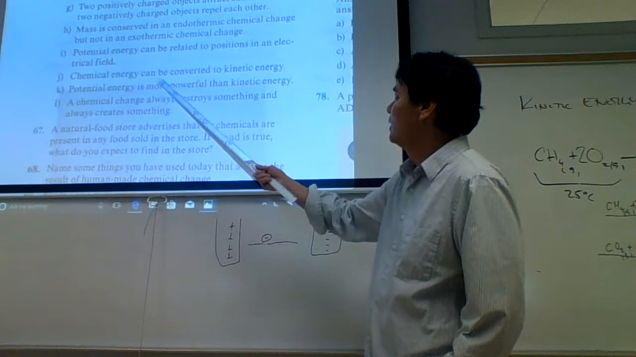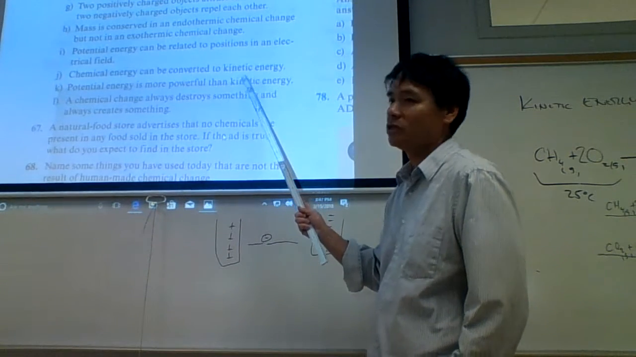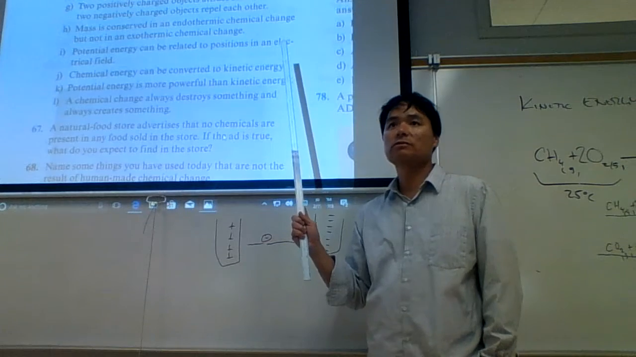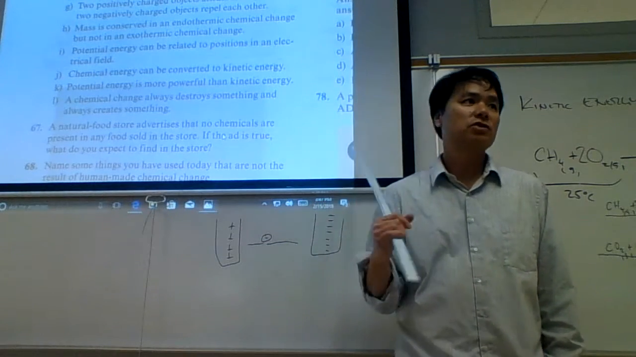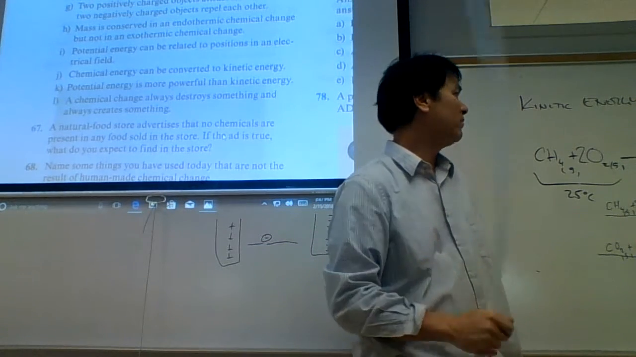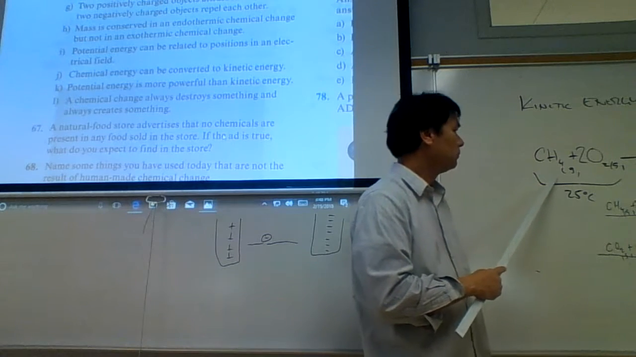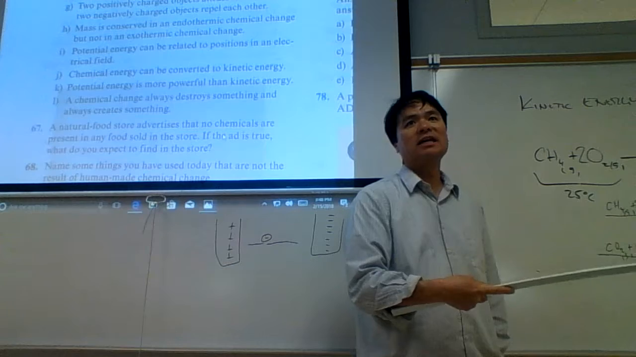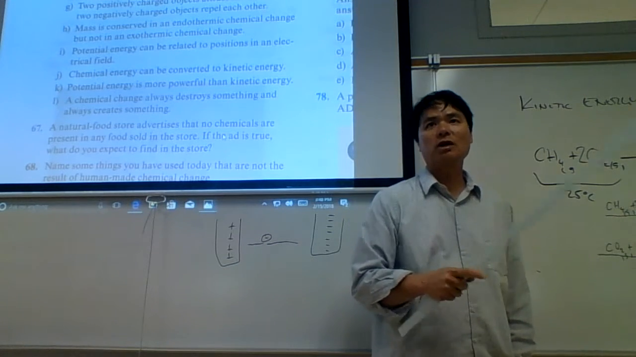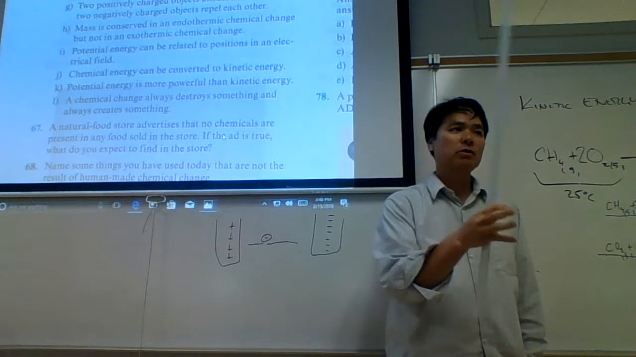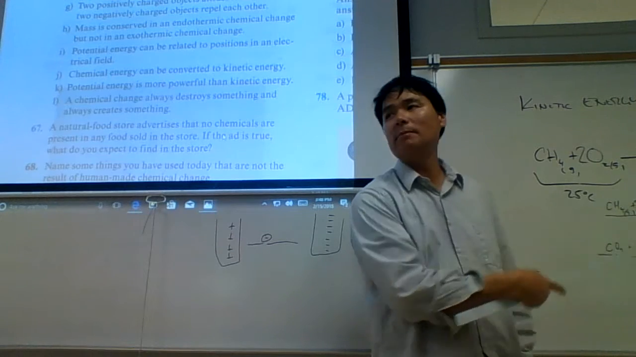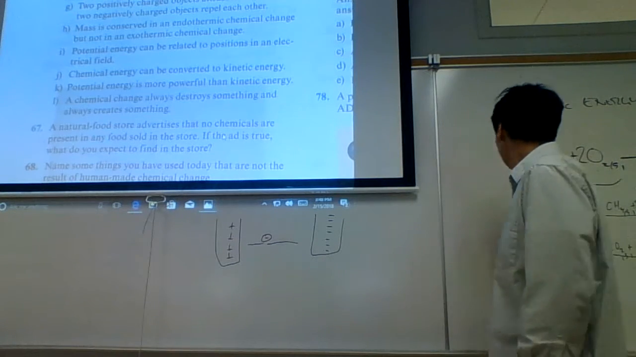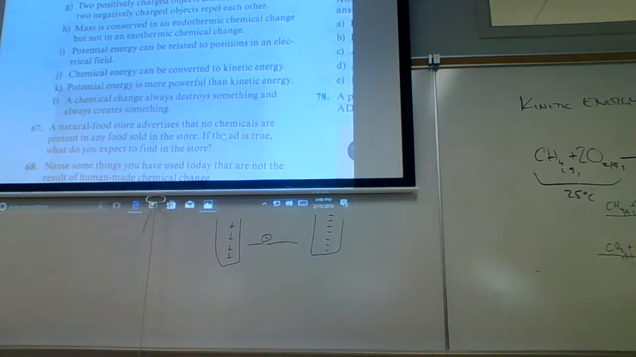J, chemical energy can be converted to kinetic energy. Is that true or false? True. What happens when you burn methane? When you burn methane, you generate a lot of heat. That heat is kinetic energy. Heat is the transfer of kinetic energy from a hot body to a cold body. And so chemical energy is converted, and this is the way that happens.